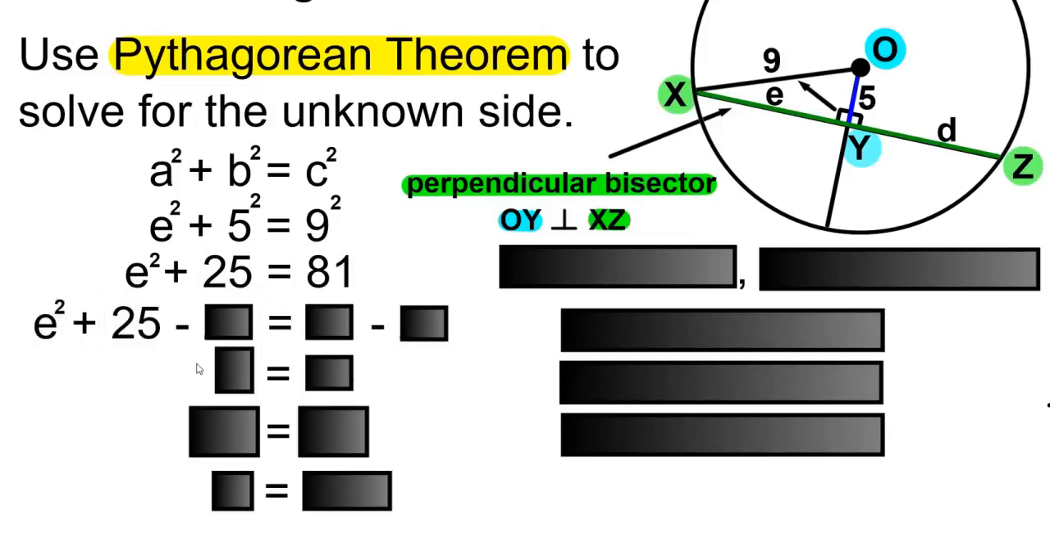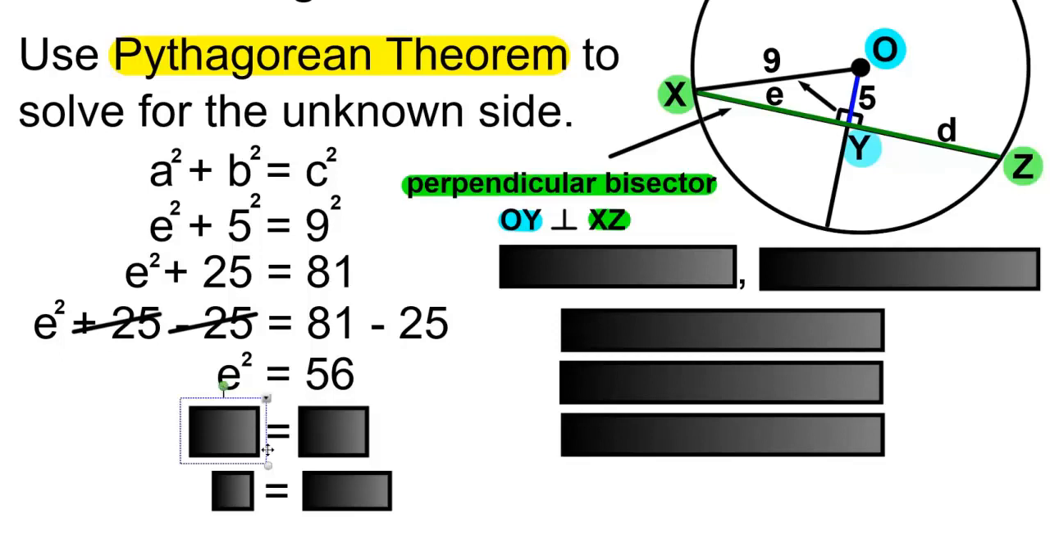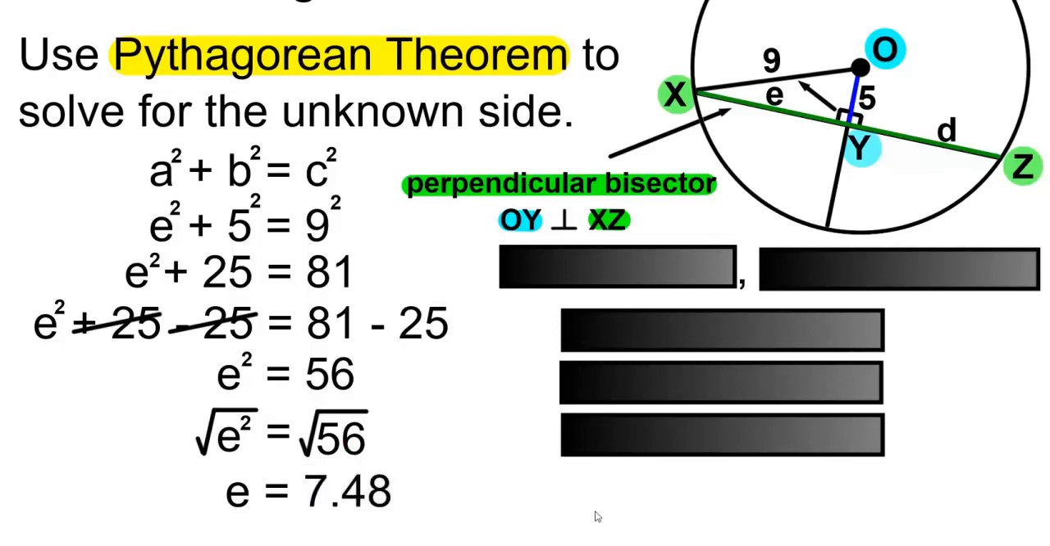To remove the 25 from this side, we'll subtract 25. Therefore, we have to subtract 25 from the other side as well. The plus 25 and minus 25 will cancel, leaving us with e squared. And 81 minus 25 gives us 56. To remove the squared from e squared, we'll take the square root of e squared. And if we take the square root of e squared, we have to take the square root of 56 as well. The squared and square root will cancel, leaving us with e. And the square root of 56 will be 7.48.